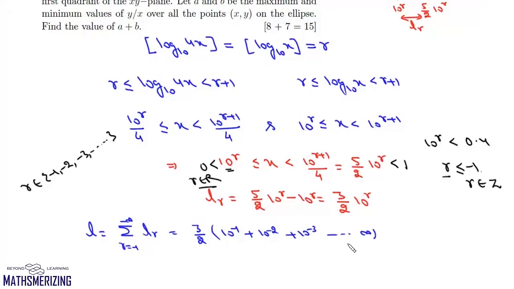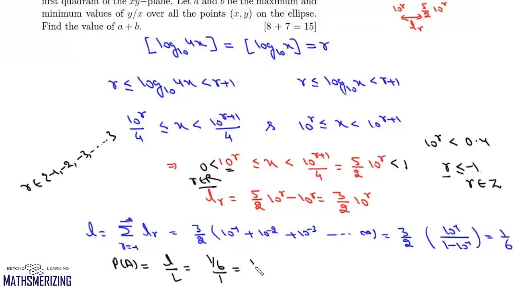Now this is nothing but a GP. So it will be 3 by 2 A upon 1 minus R, which is 3 by 2 into 1 by 9, which is 1 by 6. So from geometrical probability, we can say that the required probability of this event, say A, is given by small l upon capital L, which is 1 by 6 upon 1. So this required probability is 1 by 6.